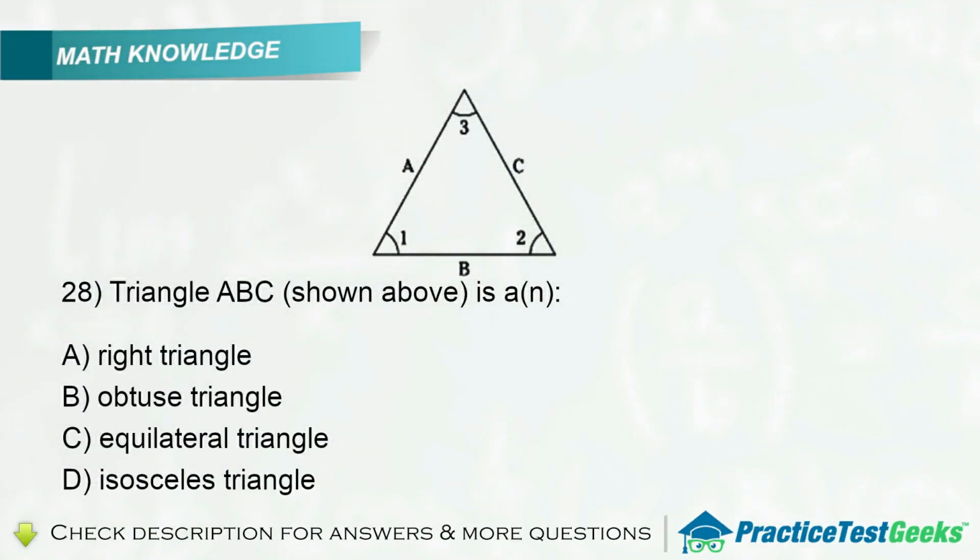Question 28. Triangle ABC, shown above, is A. Right triangle. B. Obtuse triangle. C. Equilateral triangle. D. Isosceles triangle.